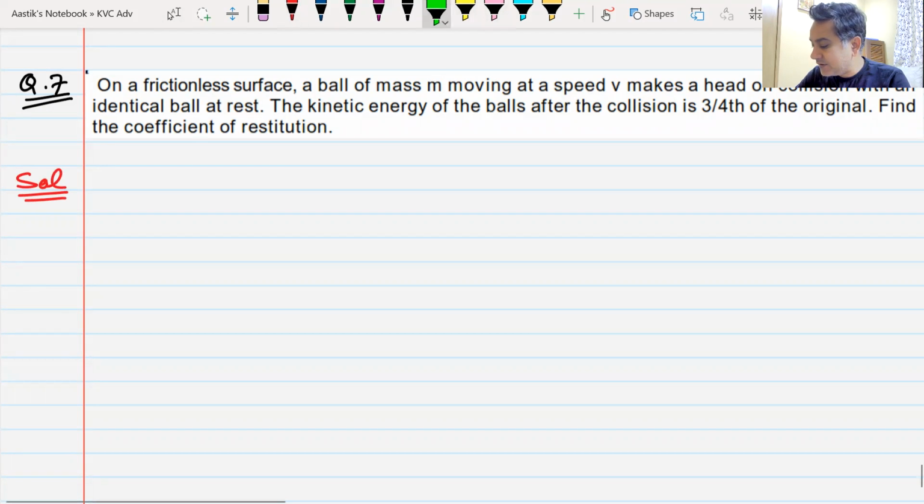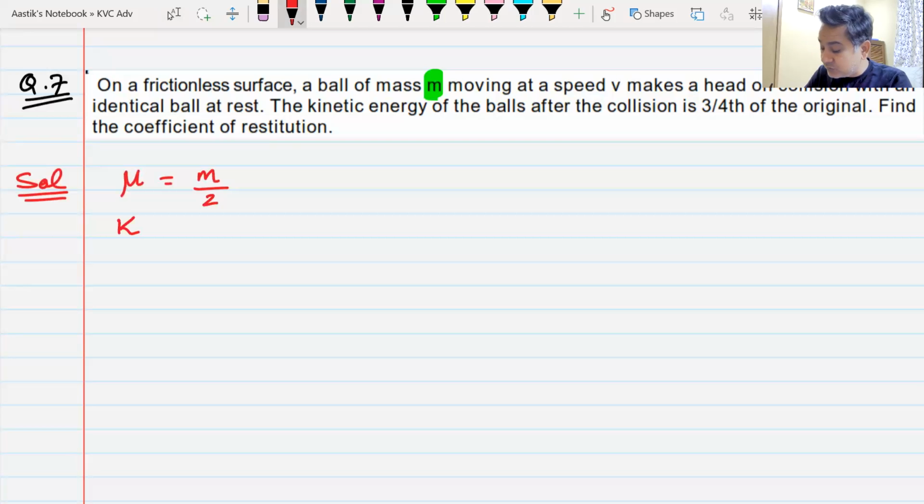Both the balls have the same mass m. The first step is I find out the reduced mass. When both are of the same mass, the reduced mass is going to come as m by 2. If the initial kinetic energy is K, then the final kinetic energy is 3/4 of the original. So what is the change in kinetic energy? Minus 1 by 4 times K.